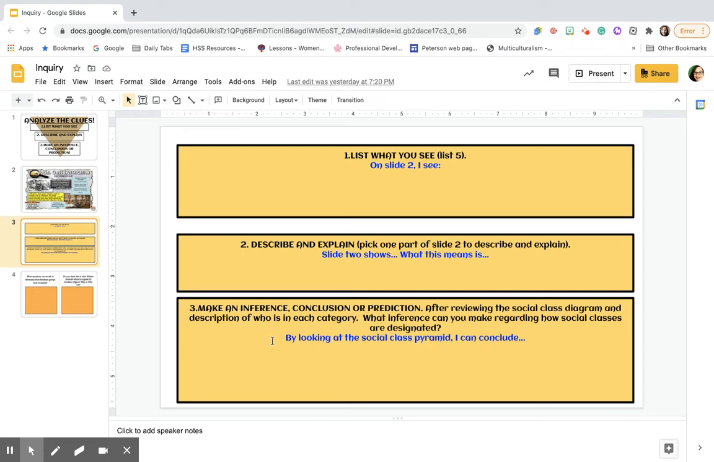Then you're going to make an inference, conclusion, or prediction. I want you to really look at the social class diagram and at the description of who is in each category. What inference can you make regarding how social classes are designated? Before, when we learned about social classes in feudalism, you learned that they were basically determined by wealth and nobility, or being born into a certain social class. Now, what do you notice about this particular social class pyramid?